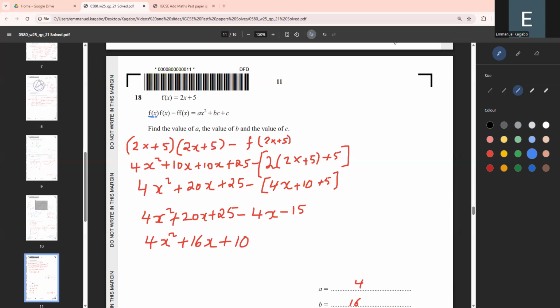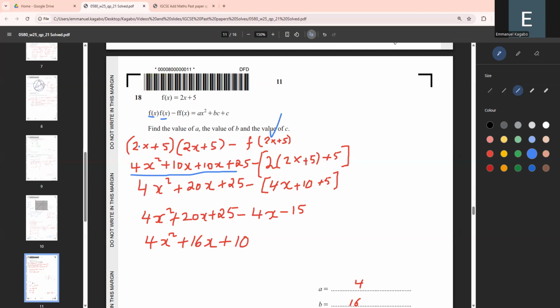Then they said find f(x) times f(x), then minus f of x is given by that. So basically, what does it mean? It means I have to get my f(x), which is 2x plus 5, times 2x plus 5, and then minus f of this. I hope you see the difference, guys. Okay. Now this times that will give me the whole of that, because I'm expanding.